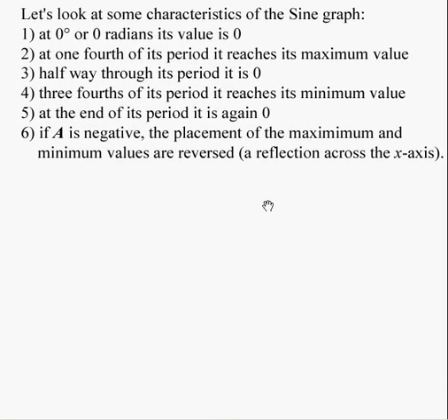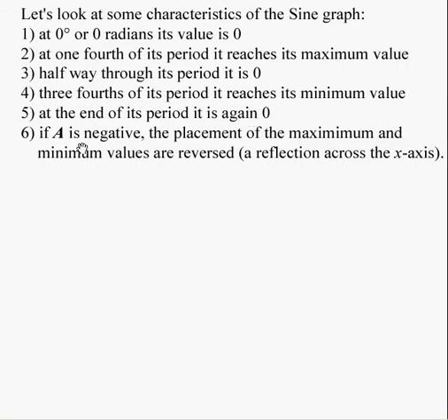So as we generalize graphing, let's look at some characteristics of the sine curve. At 0 degrees, or the beginning of its period, it's 0. A fourth of the way through its period, it hits the maximum. Halfway through its period, it's 0 again. 3/4 of the way through its period, it's a minimum value. And at the end of its period, it's 0 again.